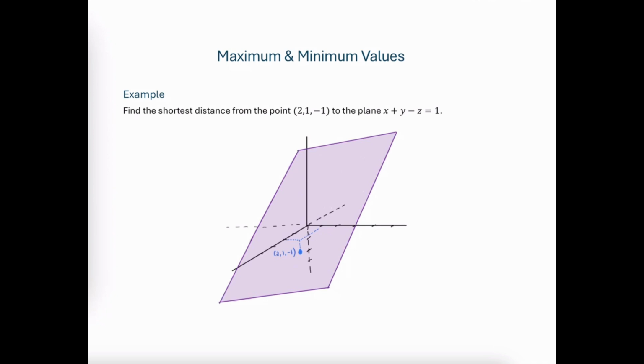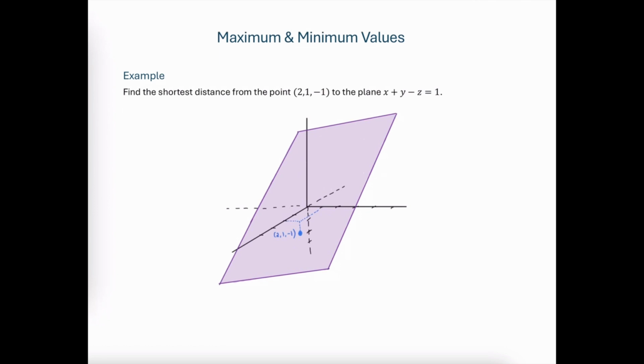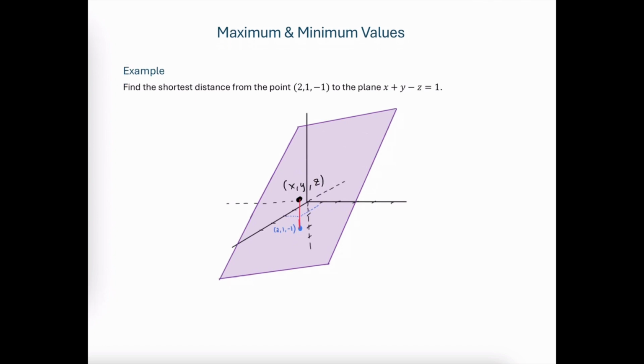Find the shortest distance from the point (2, 1, -1) to the plane x + y - z = 1. In order to minimize this distance, let's hold space for the x, y, z ordered triple that is the closest one to our point. And what we're asked to find is this minimum distance.